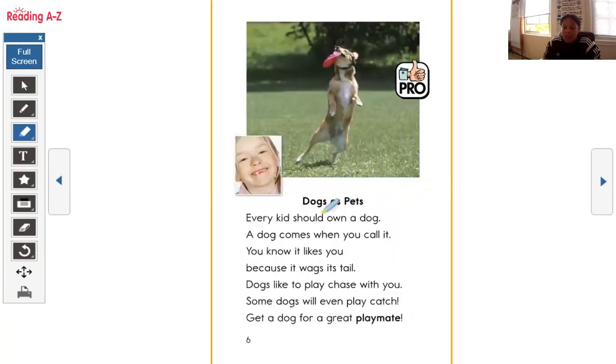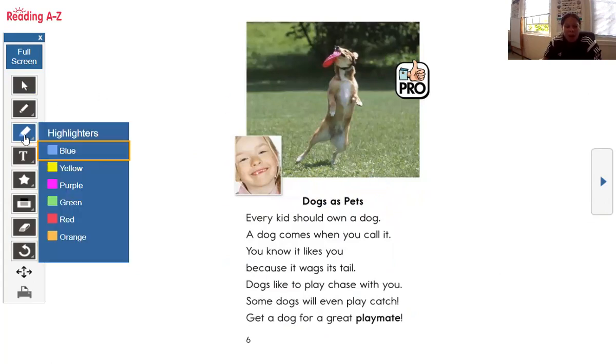All right, so the first section is dogs as pets. And as you all know, I have a dog named Chloe, so I am a dog person. Every kid should own a dog. Do you think that statement is a fact or an opinion? Is this something that you can always prove? Can this always be true, that every kid should own a dog? Or is this what somebody feels or thinks? What do you think? I'll give you a minute to think about that.